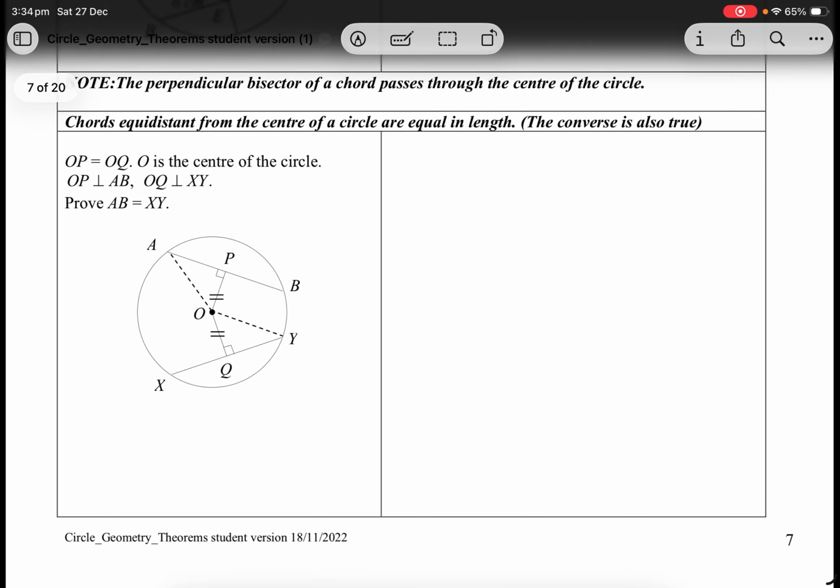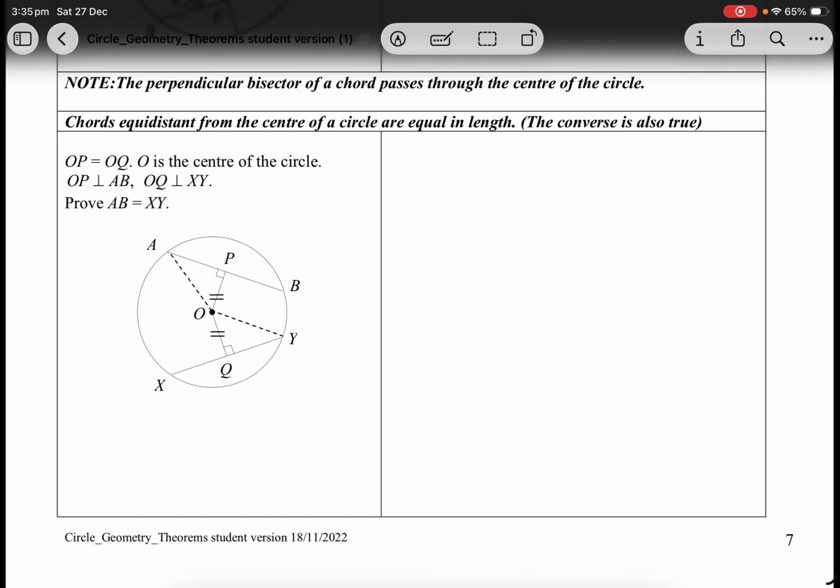Now, we're given another circle theorem. This is saying that chords equidistant from the center of a circle are equal in length. Now, we're told that OP equals OQ. O is the center of the circle. OP is perpendicular to AB, and OQ is perpendicular to XY. And we want to prove now that AB is equal to XY. We want to prove this theorem that the chords equidistant from the center of a circle are equal in length.